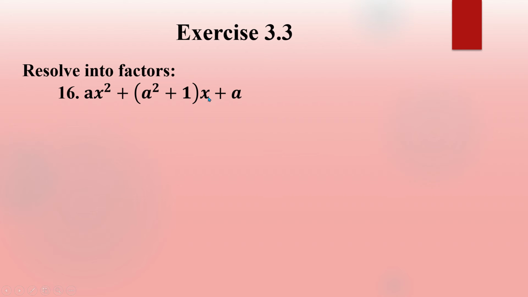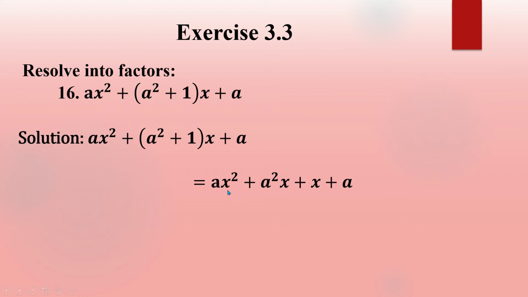ax square plus a square plus 1 into x plus a. Resolve this into factors. So, solution: this is the given condition. This equals ax square, and after multiplying this we'll get a square x plus a. Now we can take common ax here and 1 here. As a result, here will be x plus a and plus 1. After taking common, here will be x plus a. Now between these two terms, x plus a is common.